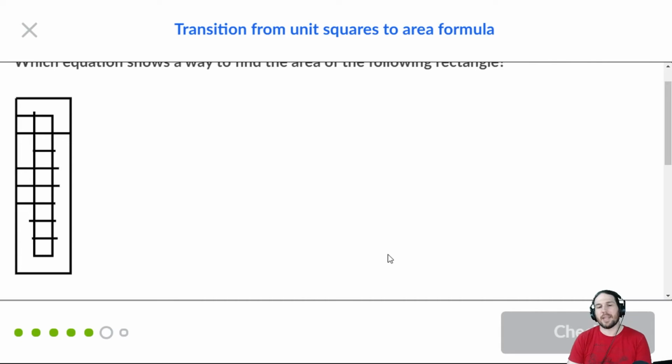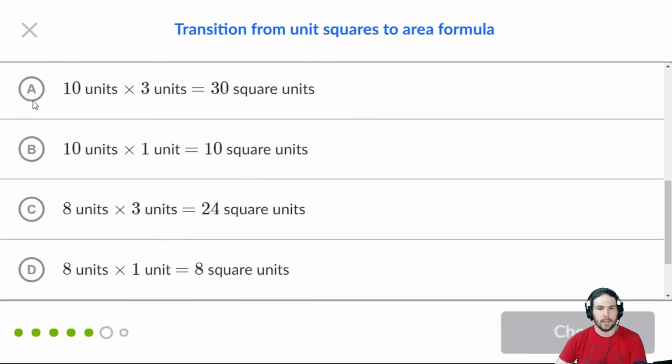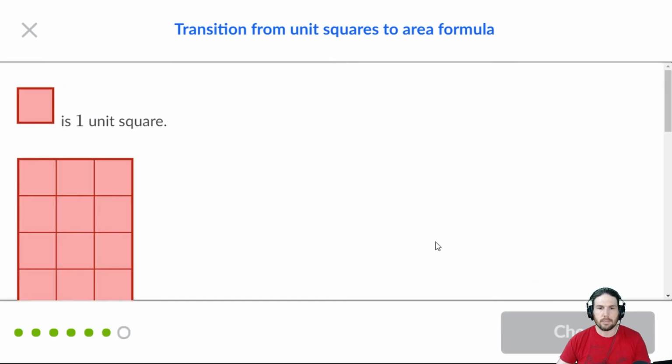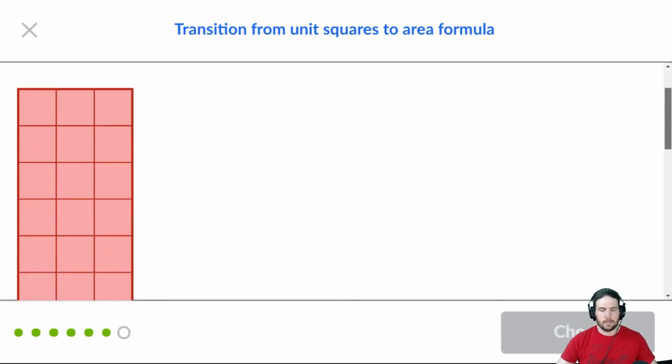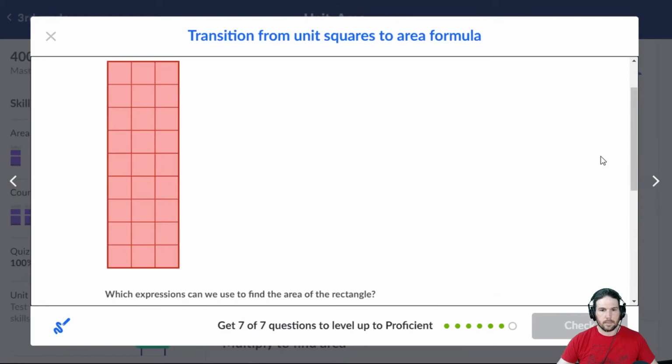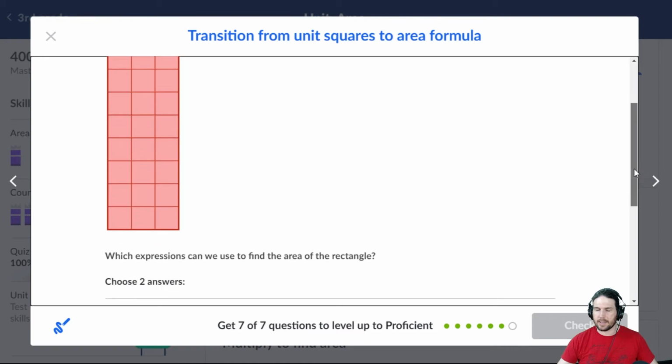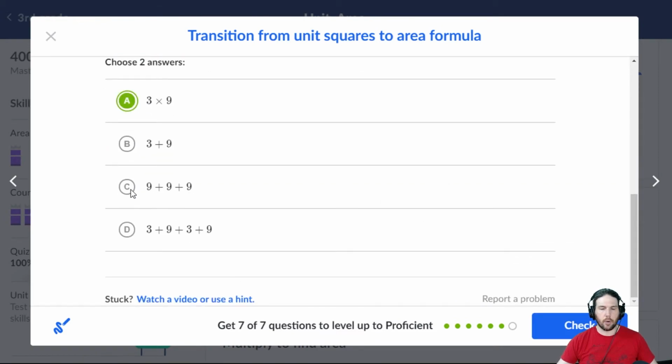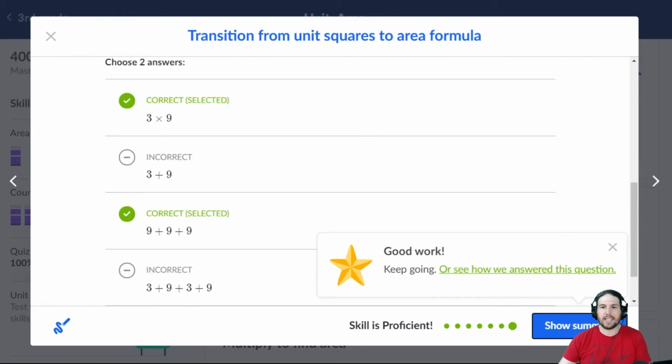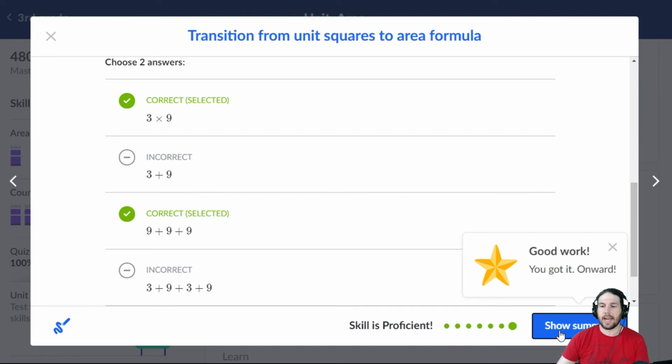The idea of these, and I'm complaining because it's funny, but the idea of these is that you don't need to see every single mark to be able to figure out how many squares there are. And this looks like it's 1, 2, 3, 4, 5, 6, 7, 8, 9, 10 tall and 3 wide. So that's 30 square units. One, 2, 3, 4, 5, 6, 7, 8, 9. That's 27. Which is 3 times 9, or 9 plus 9 plus 9. And that is transition from unit squares to area formula.